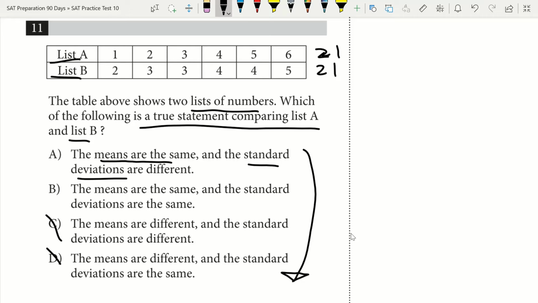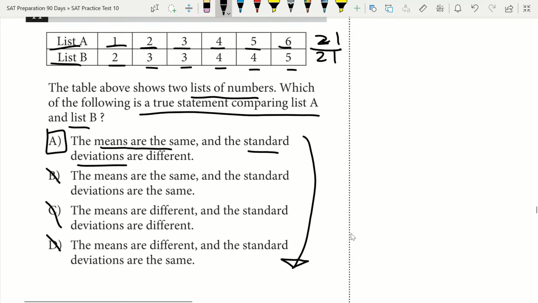Obviously, they're going to be different since we have greater standard deviation in this list A, right? We have more of a deviation from that mean of 21 over 6 than in list B. We see in list B they're a lot more concentrated around that 3 and 4. So our correct answer is going to be that the standard deviations are different. Thus, our correct answer for 11 will be A.